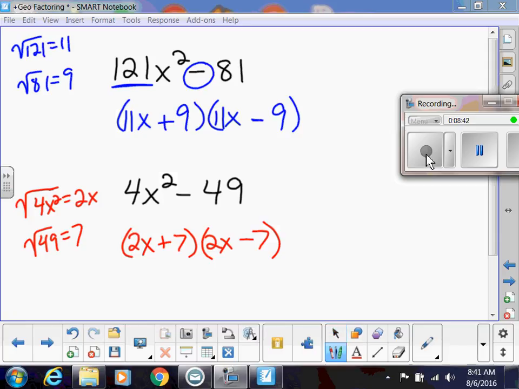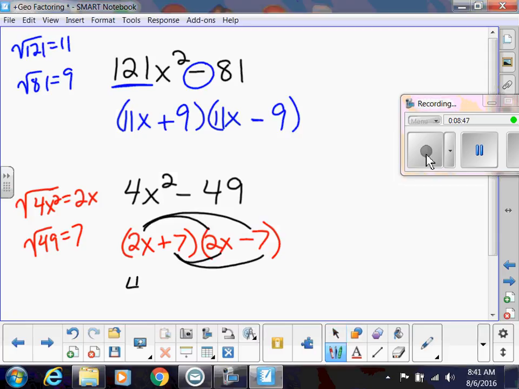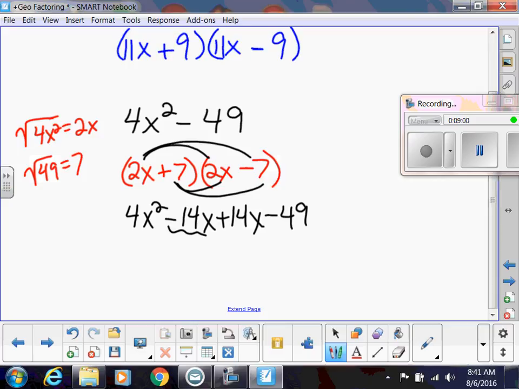You can always see, if I were to FOIL this out or distribute that out, that would give me 4x squared minus 14x. This would give me plus 14x, and then 7 times negative 7 would give me negative 49. Okay, when I combine like terms, those would cancel out to give me 0x. So I would have 4x squared minus 49. I ended up with what I started with. So this is just a double check. So please, if any kind of shortcut is confusing you, always go back to the basics and the concept that made that shortcut.